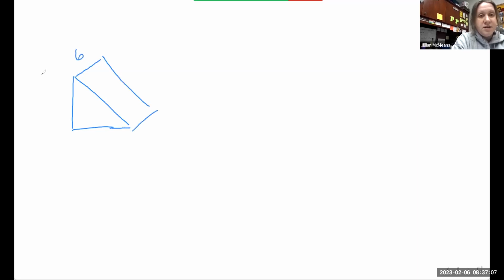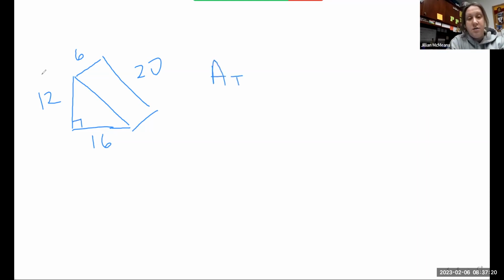We're told this is 6, this is 20, this is 12, this is 16, and this is a right triangle. Okay, so we want to find the area of the whole thing. So what we're going to do is find the area of the triangle, add it to the area of the rectangle, and that's all she wrote.